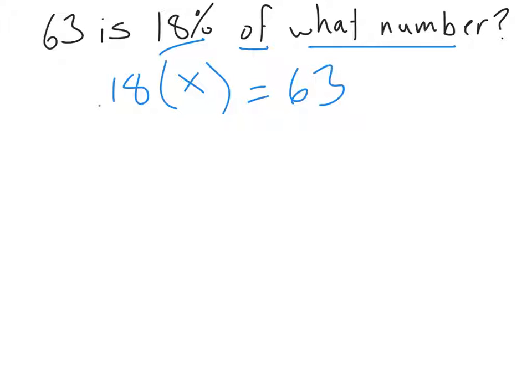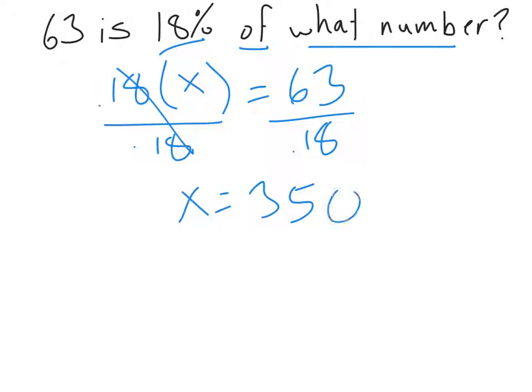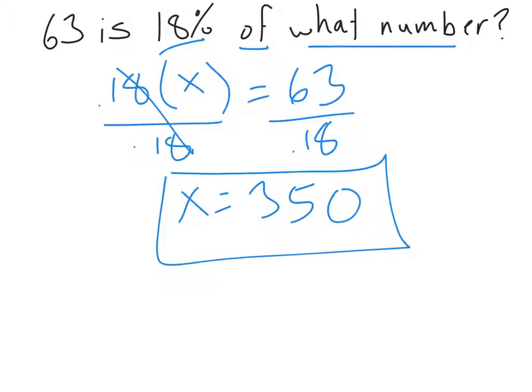So 0.18 times what equals 63? Well, we can solve this with basic algebra, just dividing both sides by 0.18. They cancel out, and if you throw this in the calculator, you will get 350. So there you go. 63 is 18% of 350.